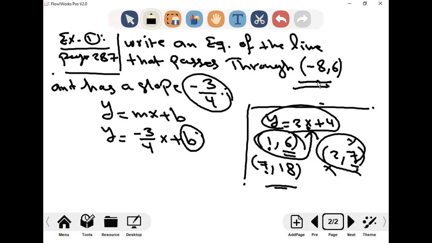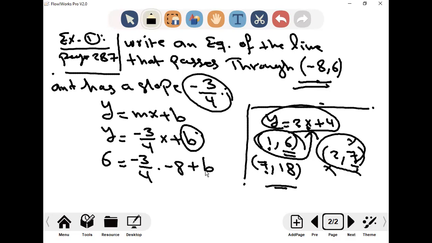So I'll go here, and in place of y, I will put 6. Negative 3 over 4 multiplied by x, which is negative 8, plus b. Got it? Now we simplify until we get the value of b.